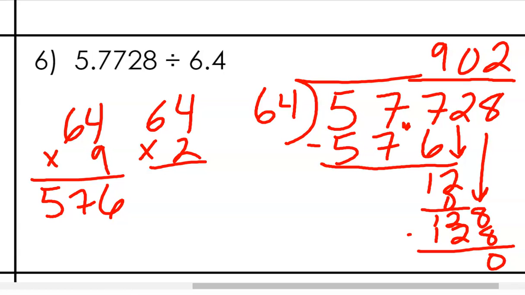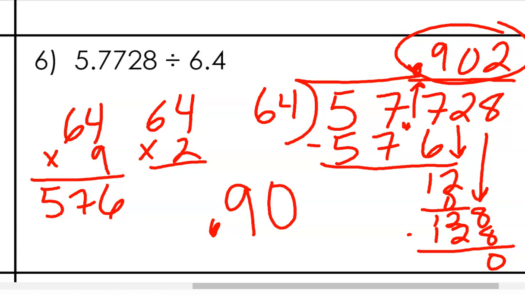And this is 0. So then the last step is to just bring up the decimal. So our answer here is going to be, I'll write it again here so you can see it better, 9 and 2 thousandths, because this 2 is in the thousandths place.